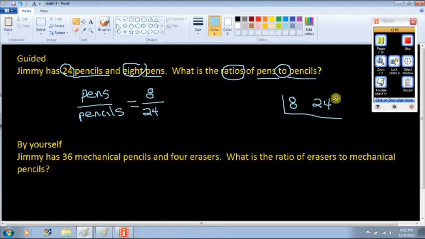Now on this one, I know that they both share 8 as a common divisor, so 8 divided by 8 is 1, and 24 divided by 8 is going to be 3. I'm going to label it pens, and if this is pens, well, that has to be pencils. So pens goes with pens, and pencils with pencils. And I'm going to write all 3 forms.